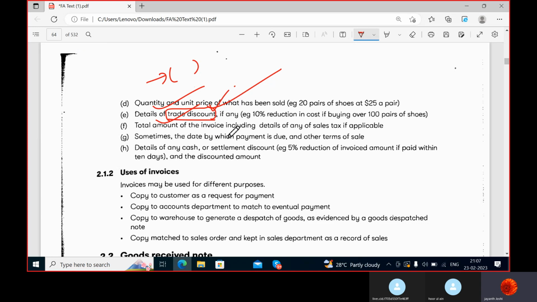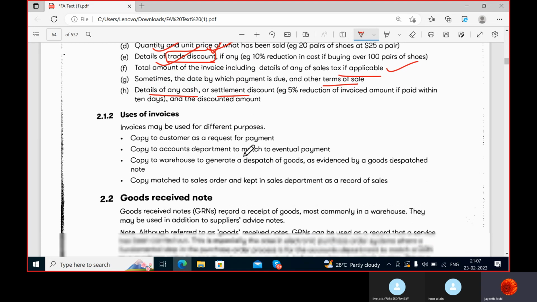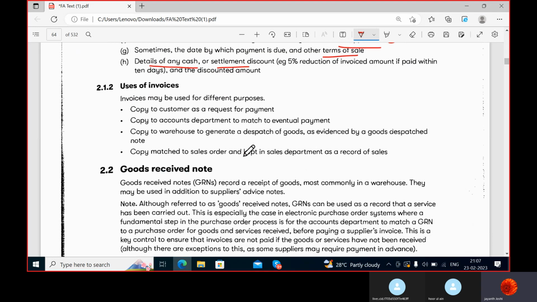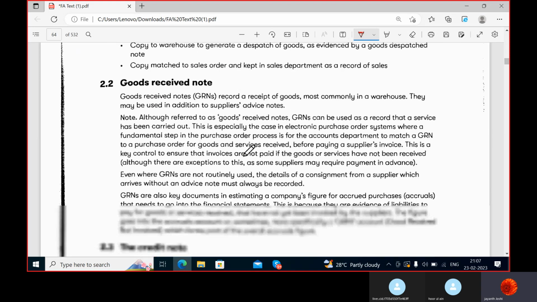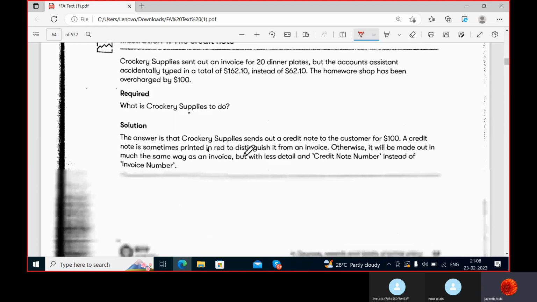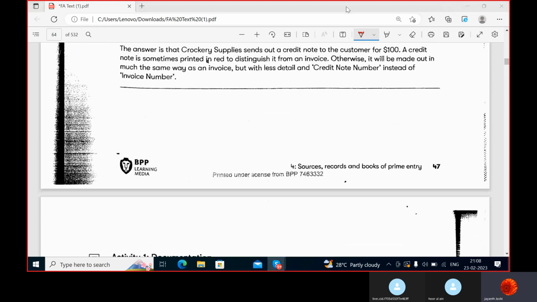Total amount of invoice, including details of any sales tax, if applicable, if tax has been deducted and all. And sometimes the date by which payment is due and other terms of sale are also mentioned. And details of any cash or settlement discount will be mentioned in the invoices. Okay. So done with this chapter almost. There's nothing to explain now. Fine. So I have finished this chapter.